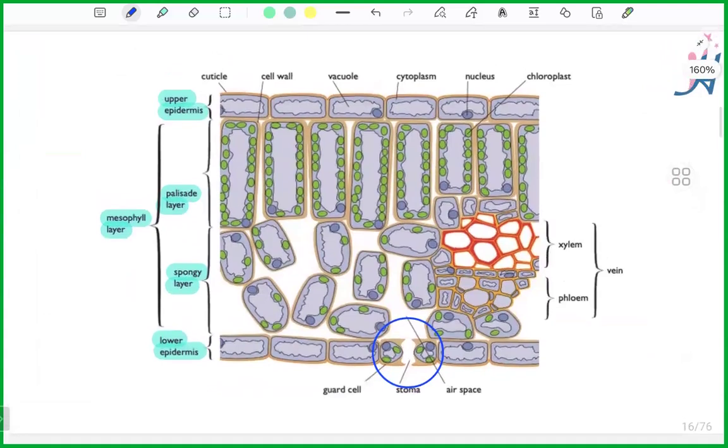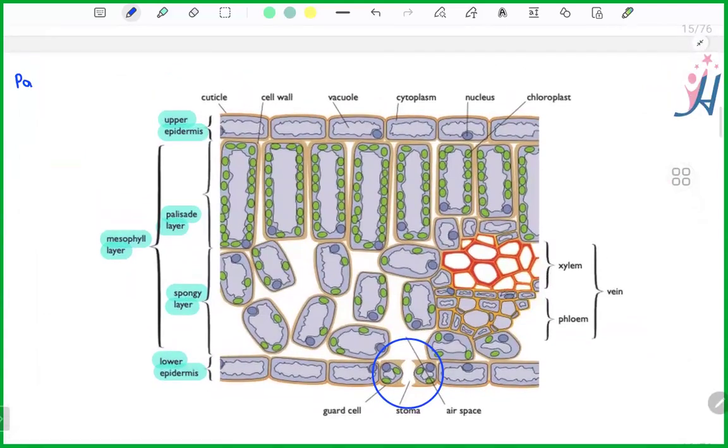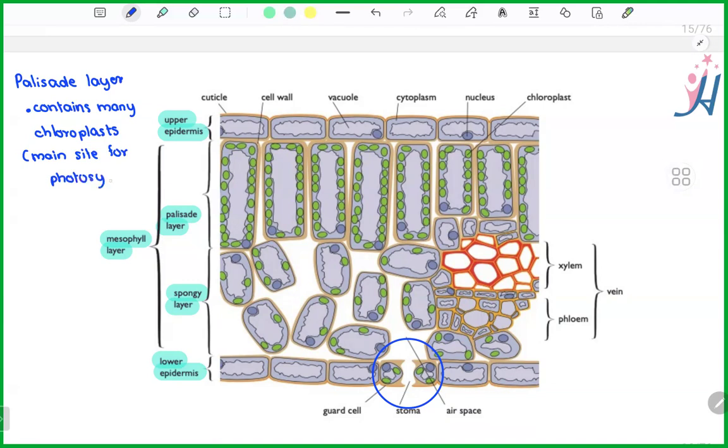Let me write here: the palisade layer, or palisade mesophyll layer. You can see from the diagram that they contain many chloroplasts. Since they contain many chloroplasts, they are the main site for photosynthesis. So the palisade layer is the main site for photosynthesis.